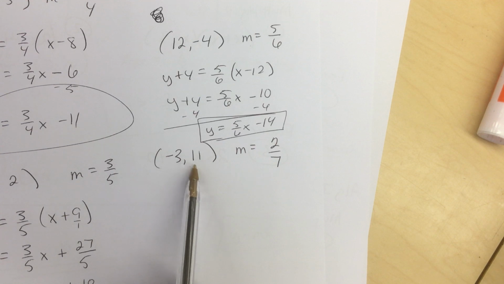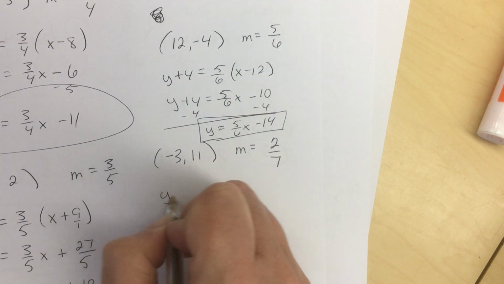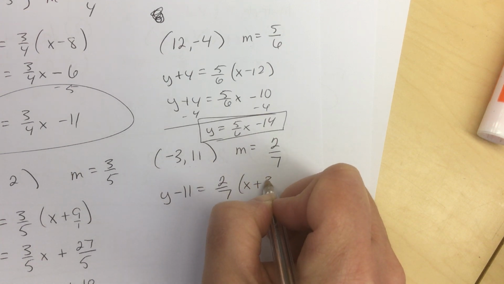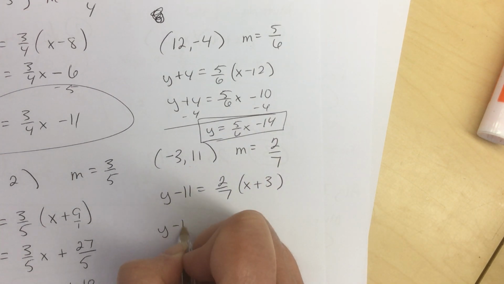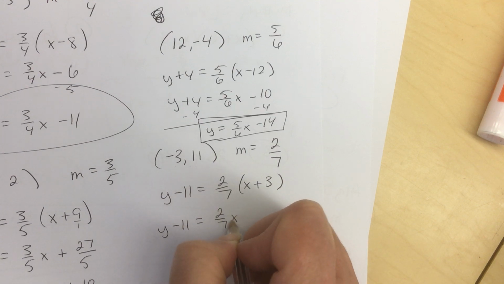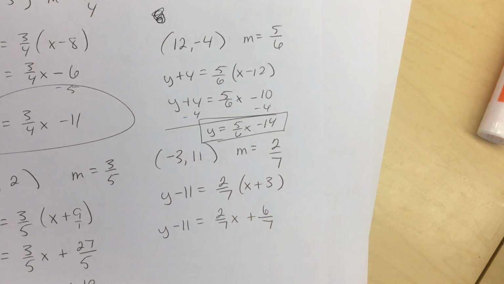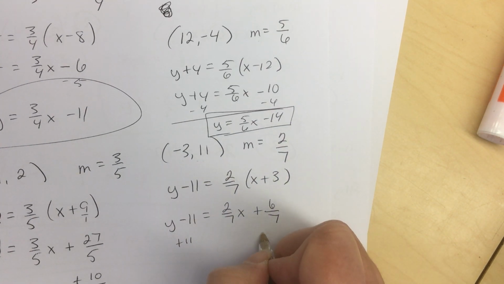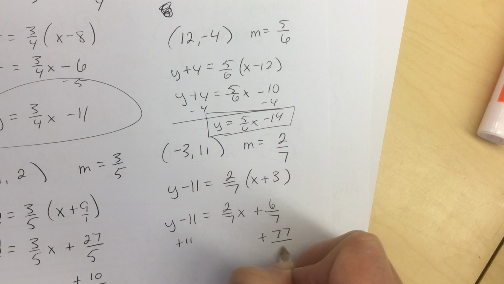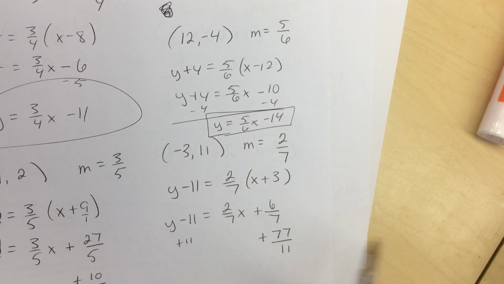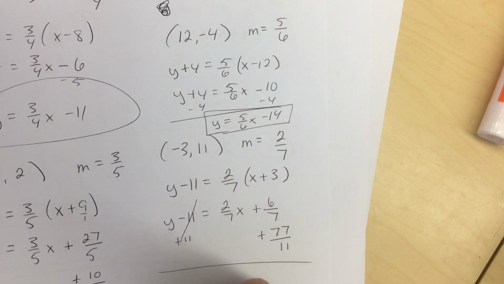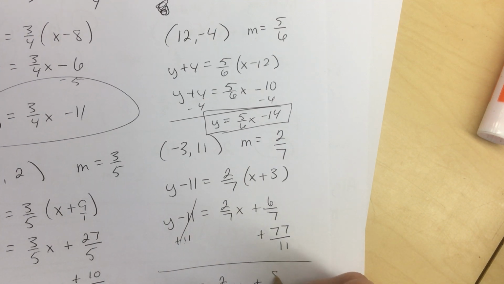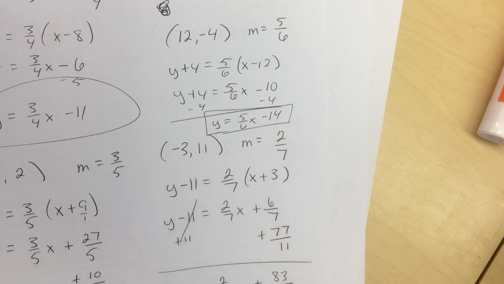So this one is going to be a minus 11 and a plus 3. So y minus 11 is equal to 2/7 times x plus 3. So y minus 11 is equal to 2/7 x plus 6/7, because 2 times 3 is 6. And then I'm going to add 11 to both sides. So I'm going to add 77 over 7, because I take 11 times 7 to get my numerator. And then my answer is 2/7 x plus 83 over 7.